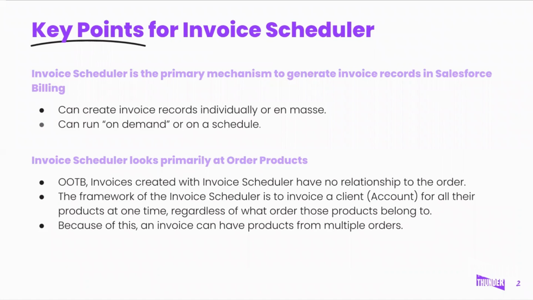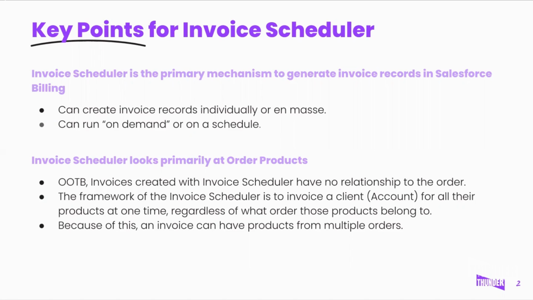One of the key points on Invoice Scheduler that you have to keep in mind is that it looks primarily at the order products. Out of the box, with no tweaks or even specified fields, invoices created with Invoice Scheduler have no relationship to the order. When you look at invoice records that have been created, you'll see there's an order field available on the invoice, but that will be blank for all invoices that have been created with the Invoice Scheduler.